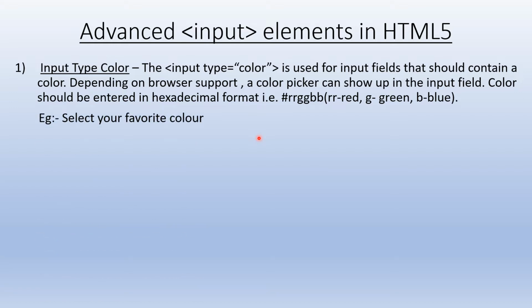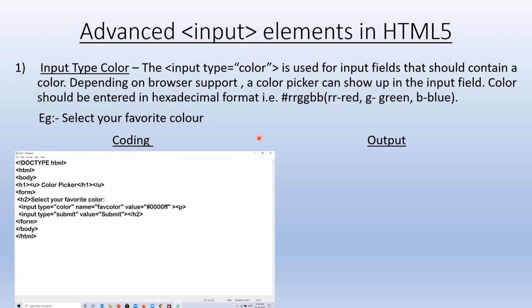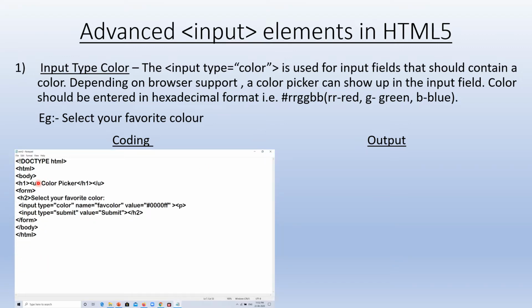Select your favorite color. Now suppose you want to write coding for selecting your favorite color, then how will you write? See the coding. So this is the coding for selecting your favorite color. Heading is color picker. So this is just heading level 1 as color picker. Then we are declaring form. We are writing H2, select your favorite color. Input type is equal to color. So for selecting the favorite color, we are going to use type as color.